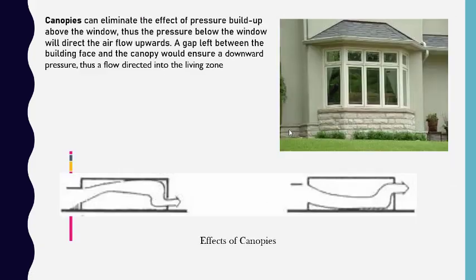Canopies can eliminate the effect of pressure built up above the window. Thus, the pressure below the window will direct the airflow upward. A gap left between the building face and the canopy would ensure a downward pressure, thus a flow directed into a leaving zone.